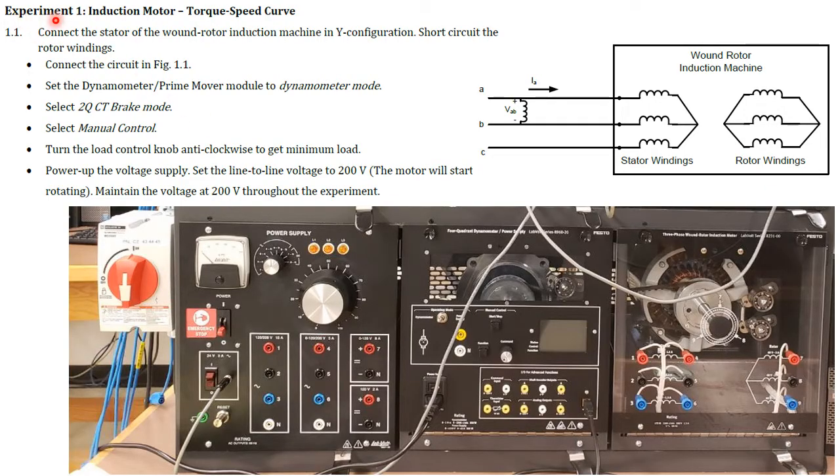So experiment one says connect the stator of the wound rotor induction machine in Y. So you should wire up this circuit. This is the rotor, this is the stator. So this is our induction machine. This part of the rotor is connected. So you need to connect these three together to make a Y connection. Then for the stator, you need to connect these three ports together to make this Y connection.